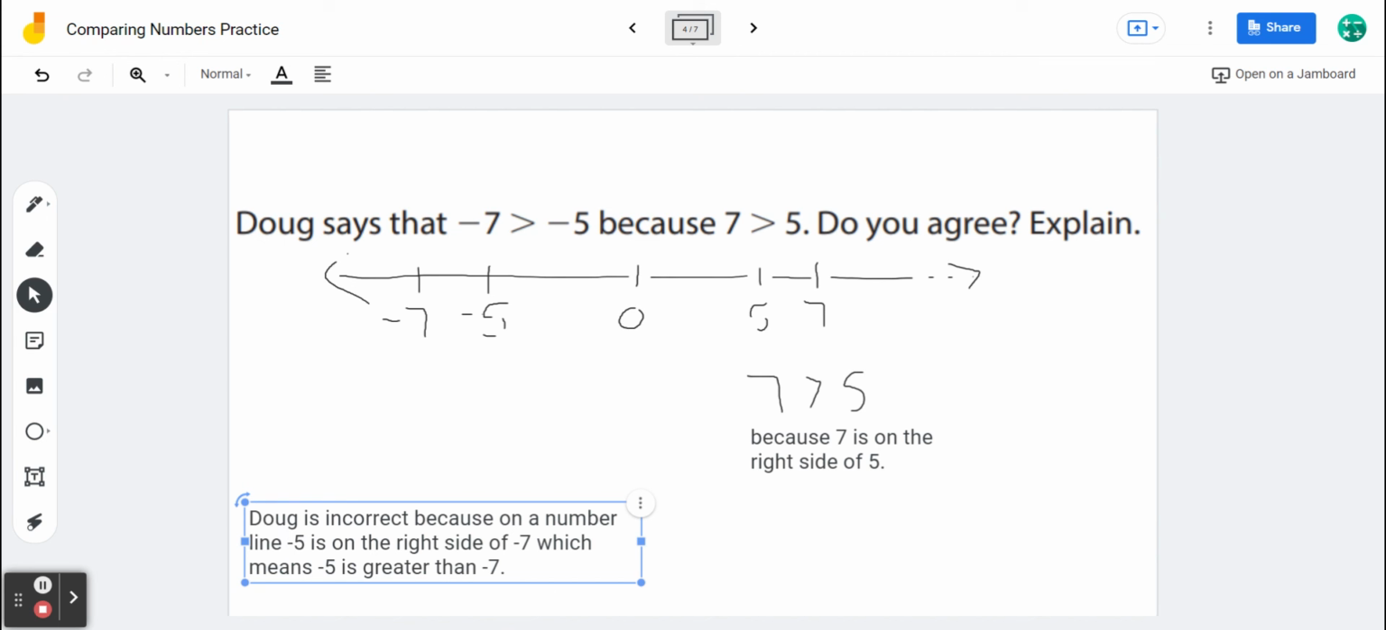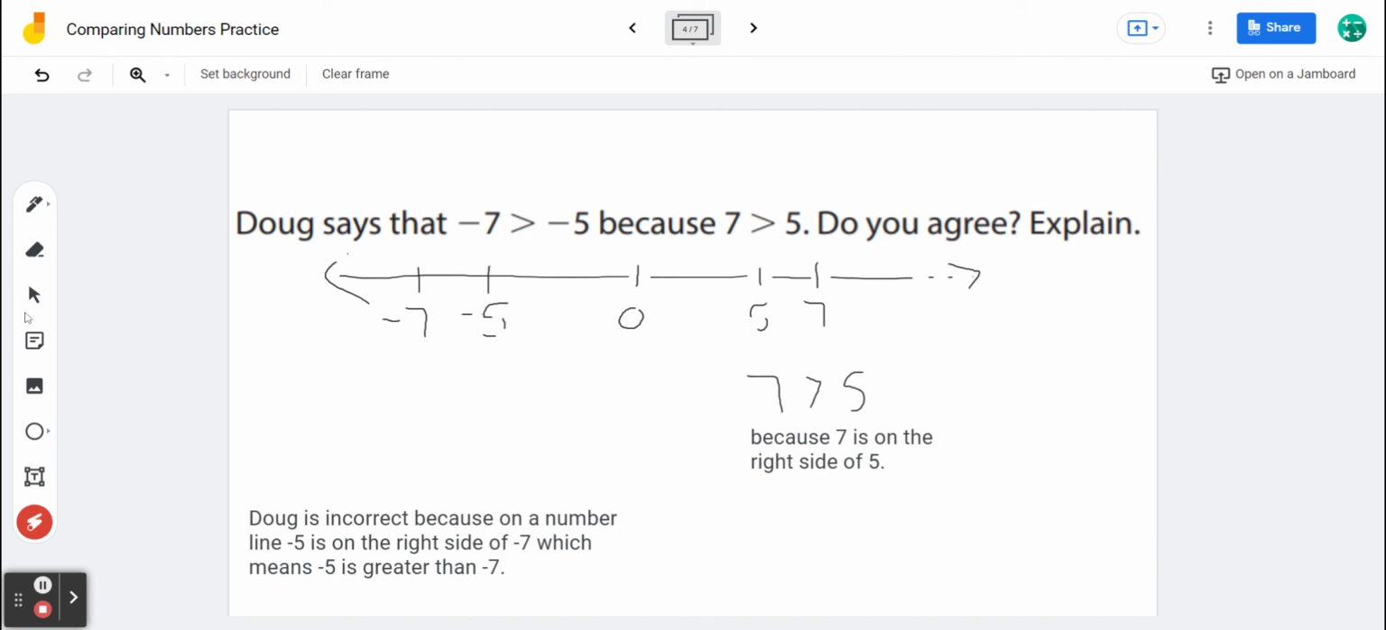This is a great explanation. They're visualizing it for me. I can visualize it in my head as I read it. All right, on a number line, right away, my head thinks number line. Negative 5, I visualize it. And then negative 5 is to the right of negative 7. That's correct. And then they explain, what does that mean when it's on the right side? Negative 5 is greater than negative 7.